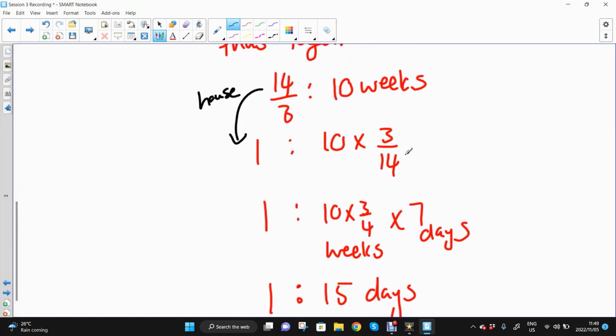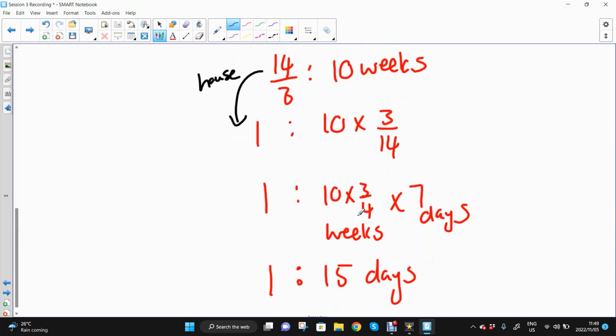Remember, you are times and tipping there. And again, this is the amount of weeks. So you want to times that with 7 to get to the amount of days in a week. And that gives you 15 days on the dot.